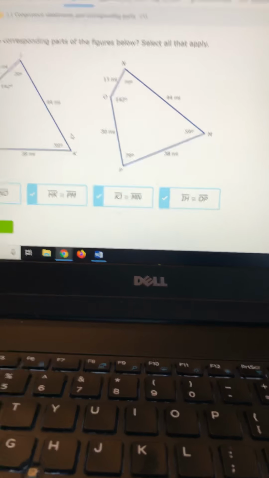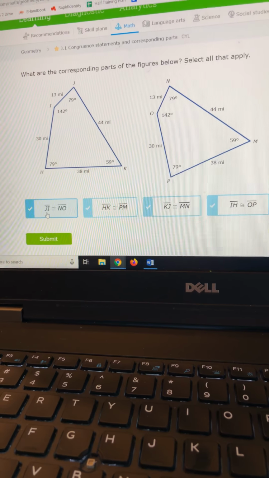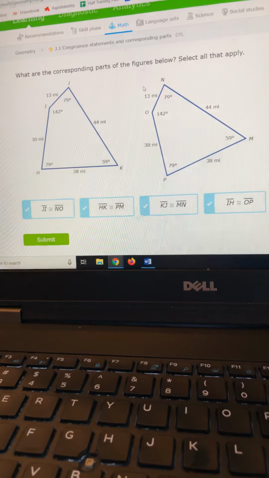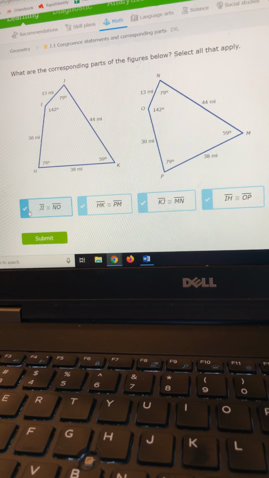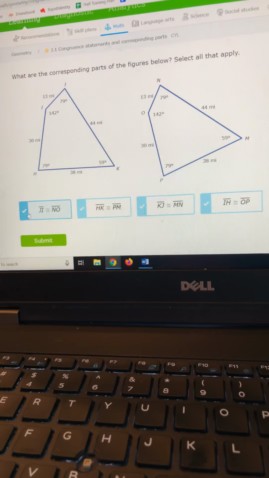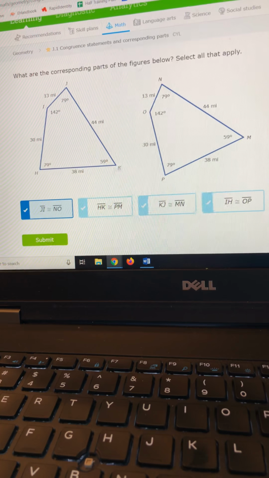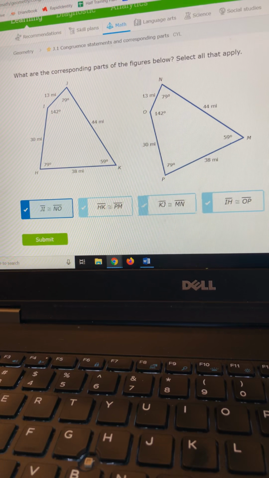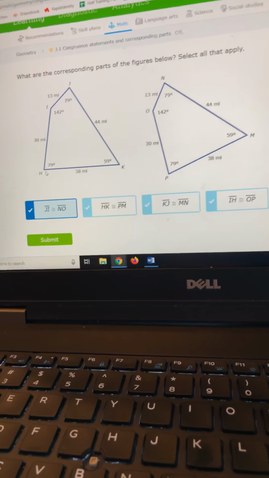Same with this one. It wants to know what are the corresponding parts. So this one has you checking. So J to I is 13. N to O, that is also 13. So that is true. And J and N have the same exact angle measures. I and O have the same exact angle measures. H to K is 38. P to M is also 38. H is 79 degrees, as is P, so that does work.